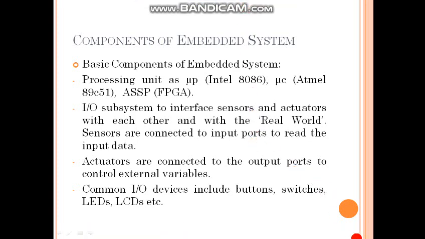Our today's topic is the components of embedded system. In the last video, we saw the different application areas of the embedded system. Now, here we try to see the different components which are used in embedded system. Which are the components used in embedded system?